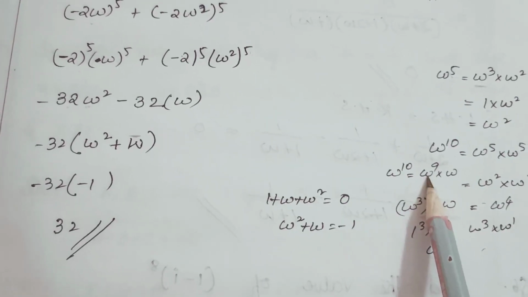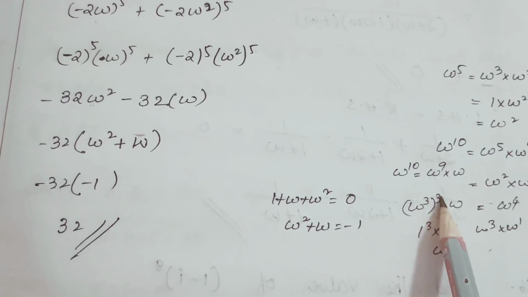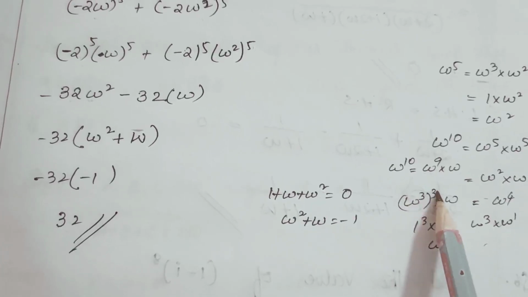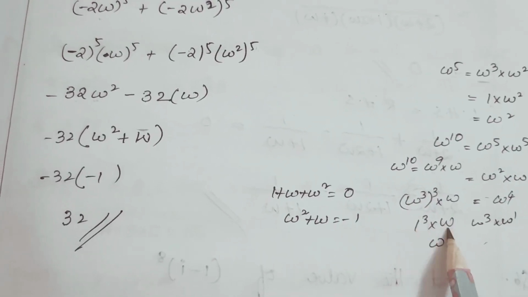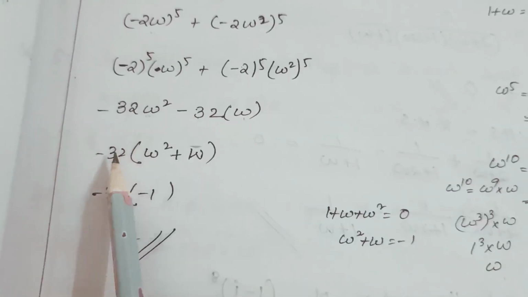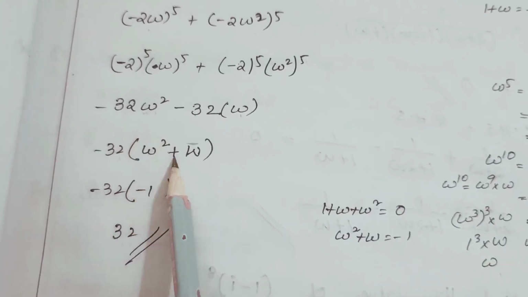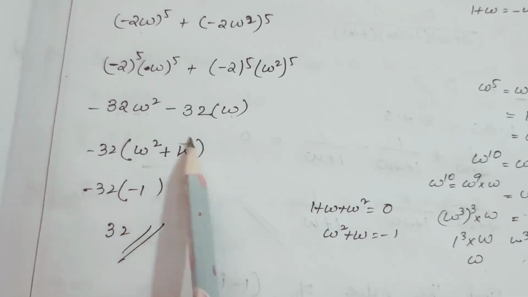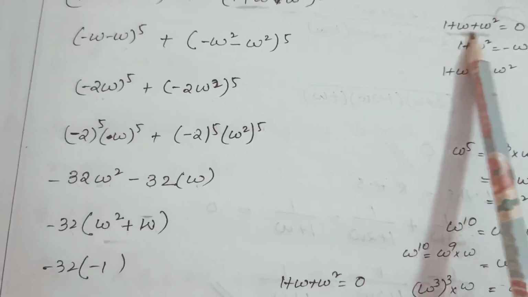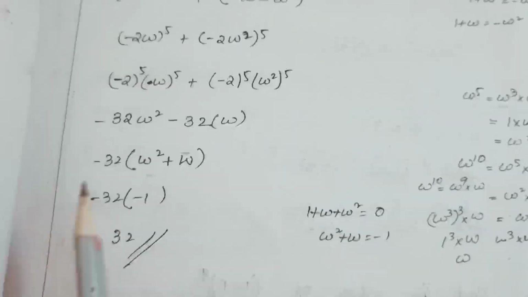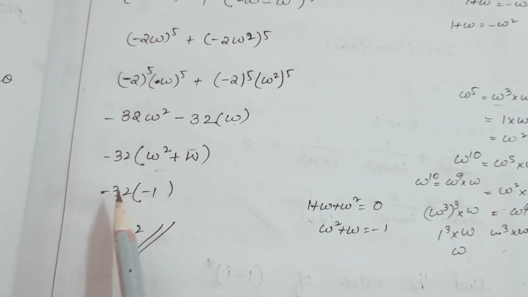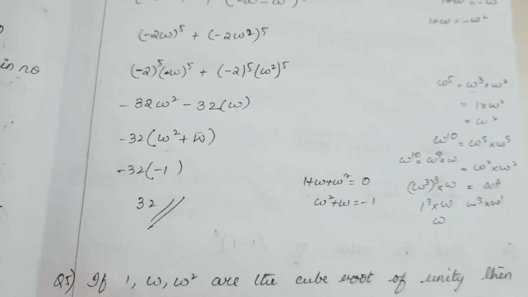Omega 9 again can be written as omega cube whole cube into omega, and omega cube is nothing but 1, so 1 cube into omega, which is omega. From this we can take minus 32 common, and you will get omega square plus omega. Again we have the identity 1 plus omega plus omega square, so omega plus omega square will be minus 1. At the place of this we can write minus 1. Minus into minus gives plus, 32 into 1 is 32, which is the answer.